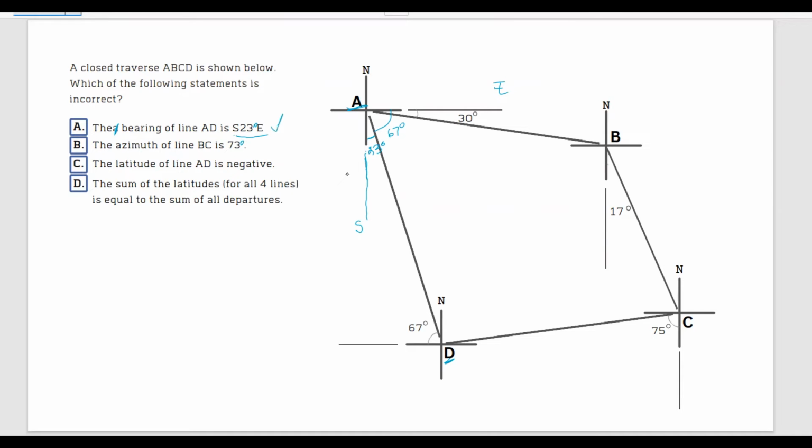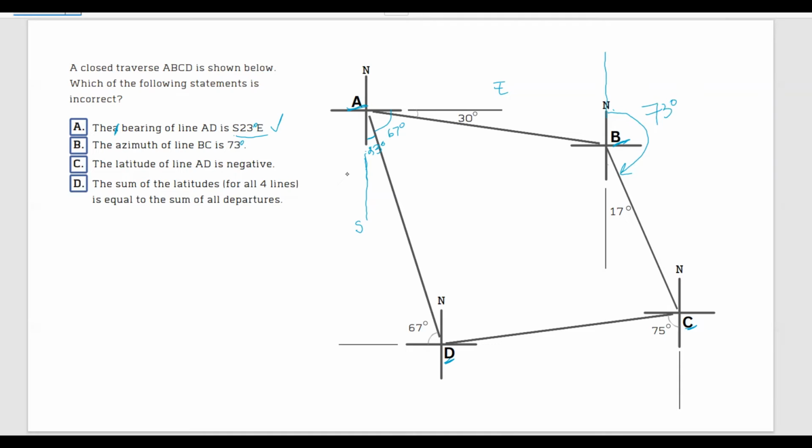Let's go to B. The azimuth of line BC is 73 degrees. Let's locate line BC, B and C. So this is line BC. And the azimuth, if you remember from the definition, is drawn from a north meridian, and the angle is drawn clockwise to the line. So we're told, based on B, that this angle should be 73 degrees.